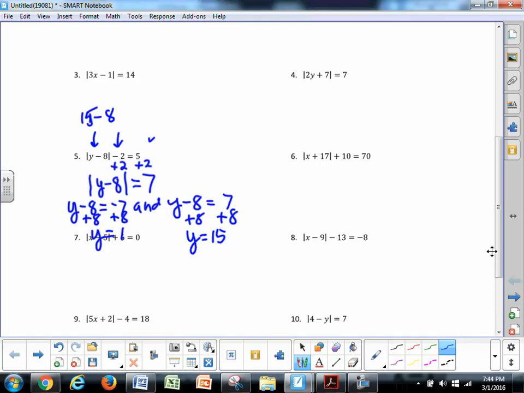So they check. Go ahead and finish up the absolute value equations on this page. And then we're going to go on to the next video, which is reviewing lesson 6.